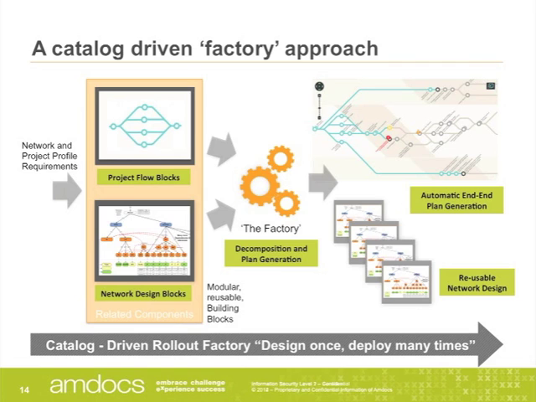Let's take a look then at what I mean by a catalog-driven factory approach. What the system does is it takes in a set of network and project profile requirements, and it breaks down those requirements, and they come from the plan of demand system, by the way. It breaks down those requirements into component blocks, and we have stored in a catalog predefined project flow blocks. These are the little blocks of the project plan that you can see there, together with the network design blocks. These are small component blocks of the actual network design.